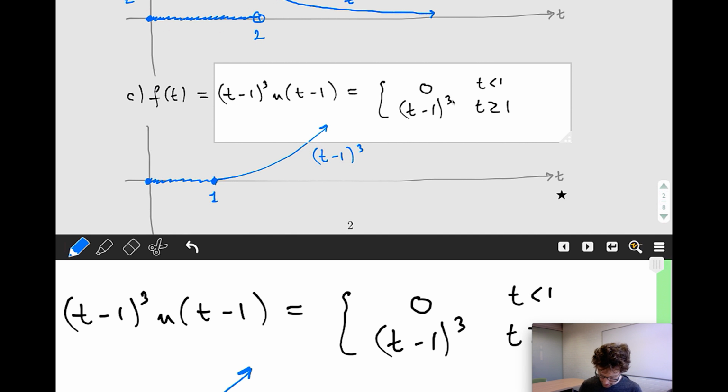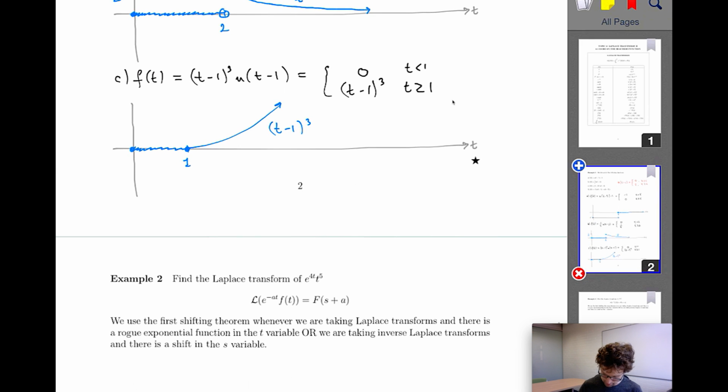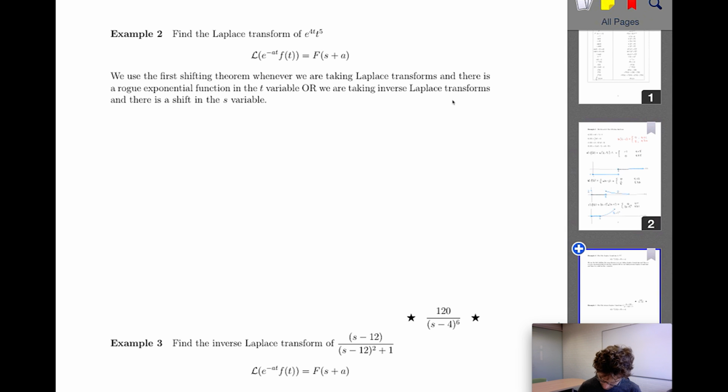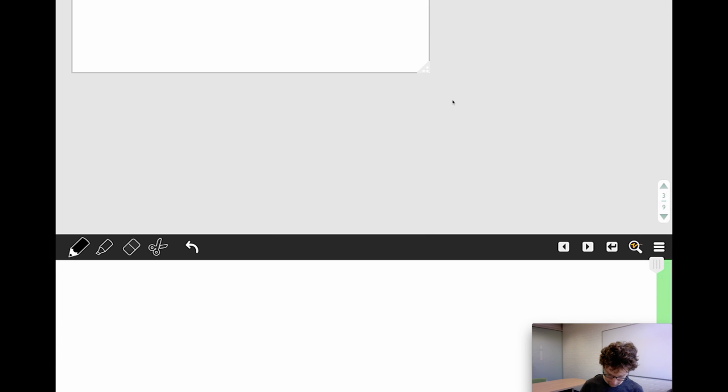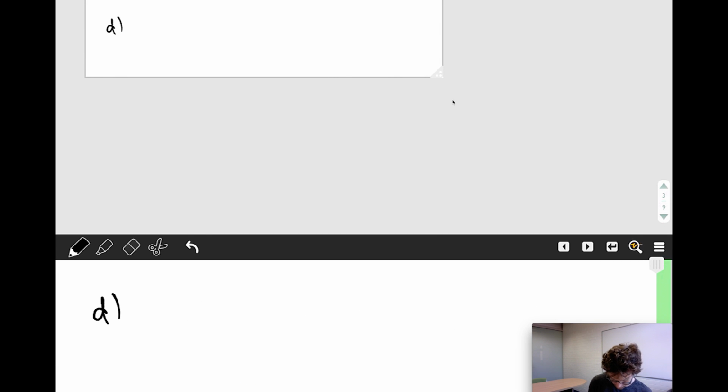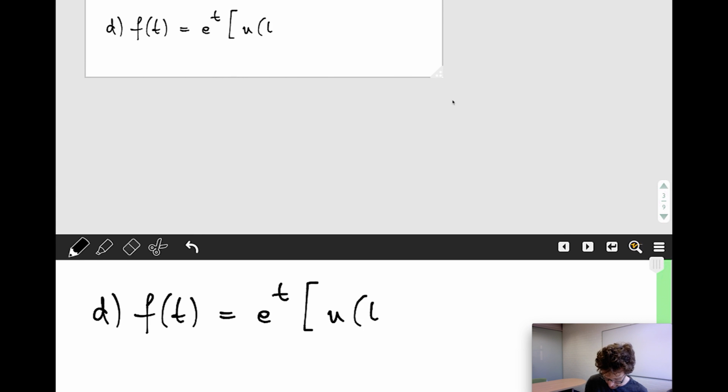Now, we have a fourth example here, so let's take a look at that. We're going to need an extra page, so let's see if I can figure out how to do that. Beautiful. So here's our function that we need to sketch. It's f of t is equal to e to the power of t, u of t minus 5, minus u of t minus 7.